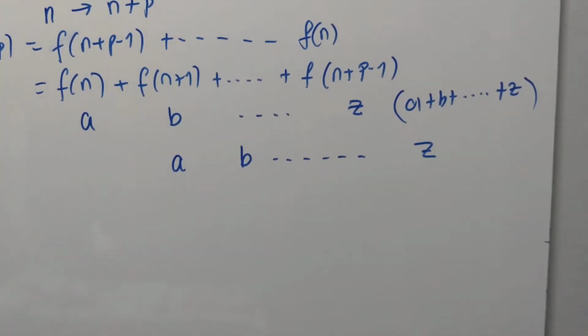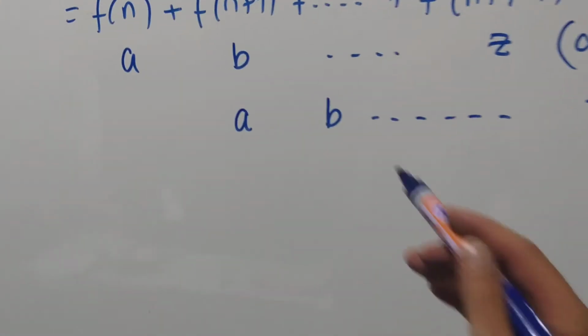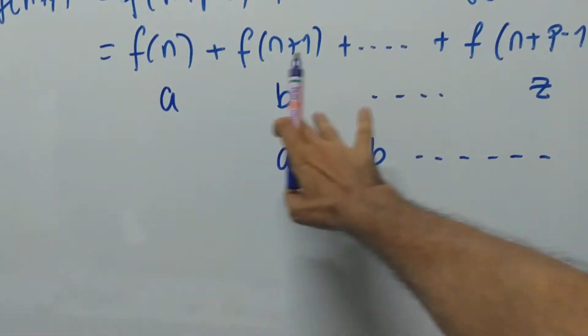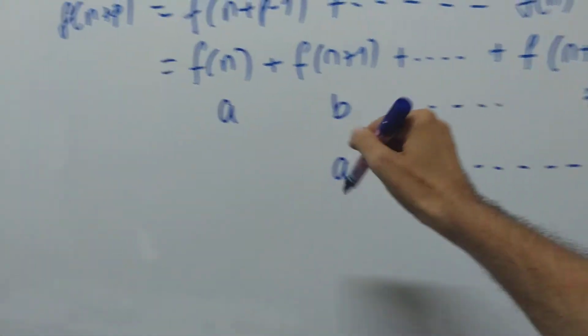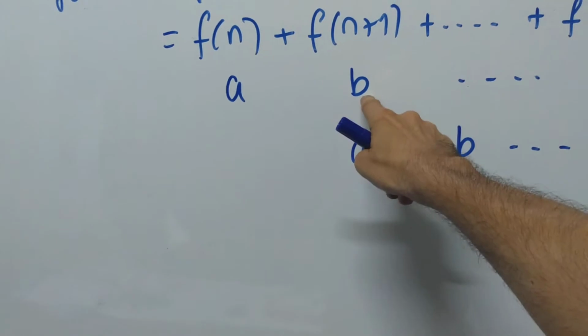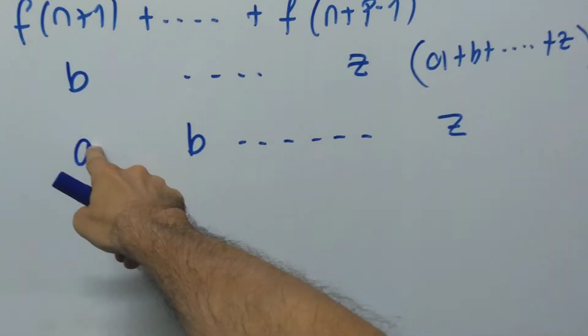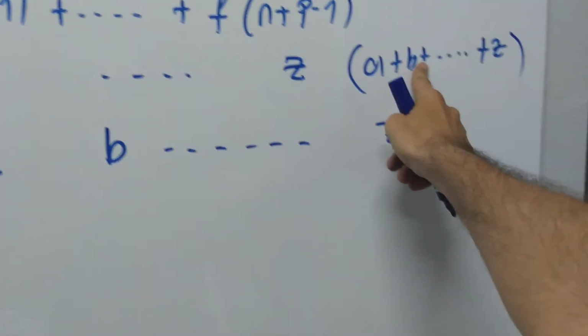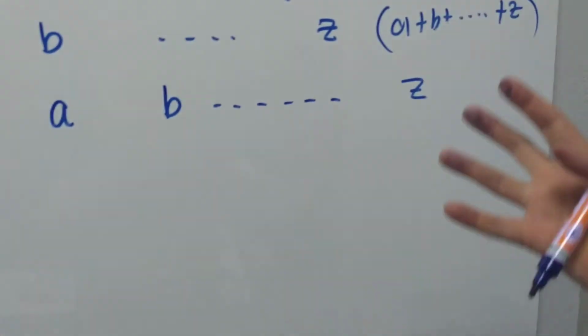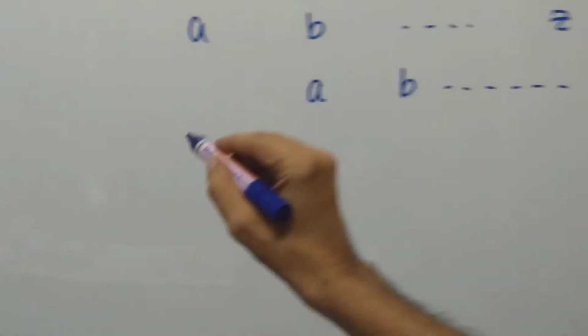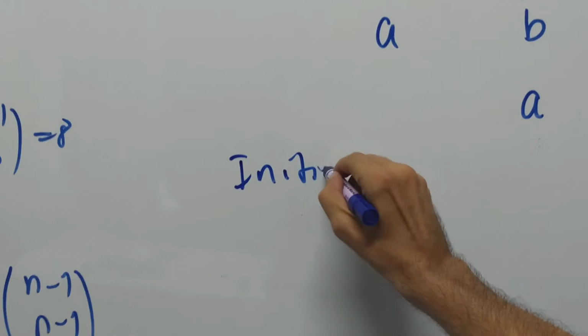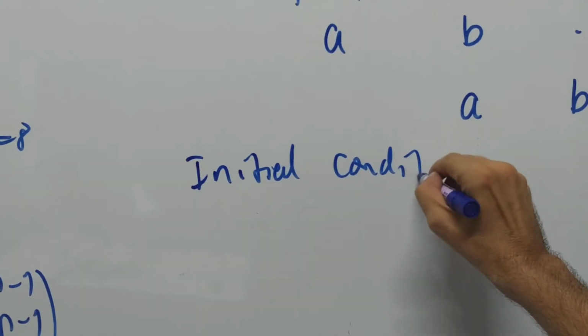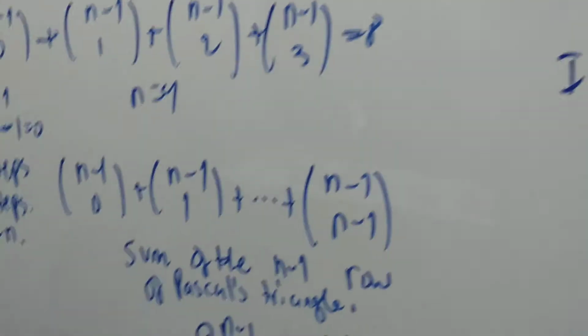Okay, so in our recursion, what we have to do is pack all of these variables into some kind of list. We chop off the A, we end up with B, our new A is B, and we append this sum to the end, and we've got our new iteration. Now all we need is initial conditions. We get this from here.